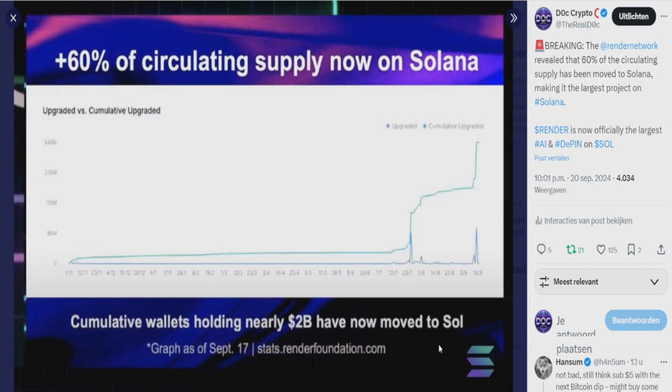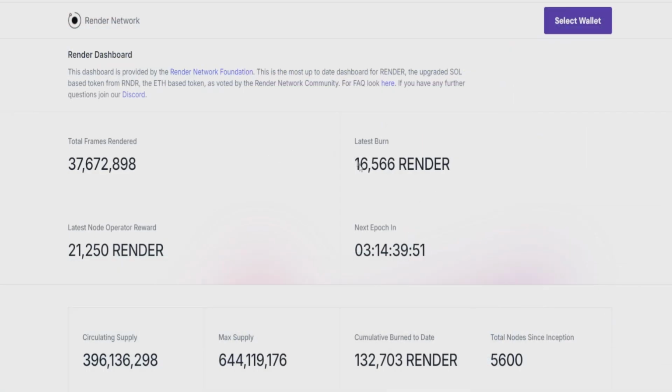And this is not the only thing which was very bullish during the presentation, because what I'm also noticing is that the burning is going pretty hard right now, because in the last epoch, which is basically every 3-4 days, they burned over 16,000 Render tokens. This burning is based on real world rendering and AI application, and as you can see, the node operator rewards were 21,000.